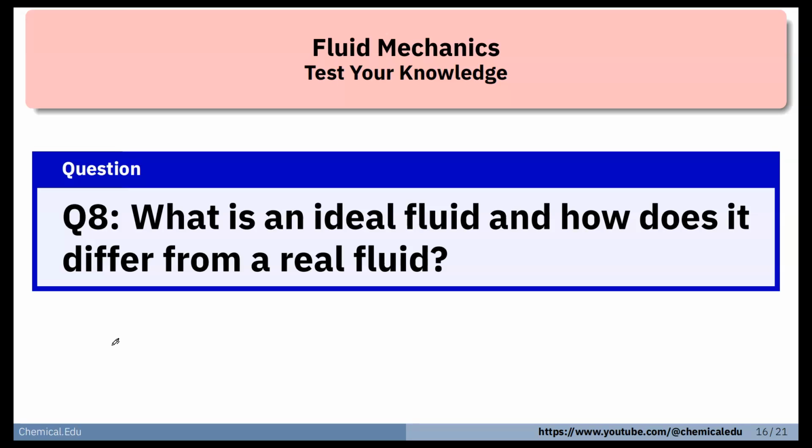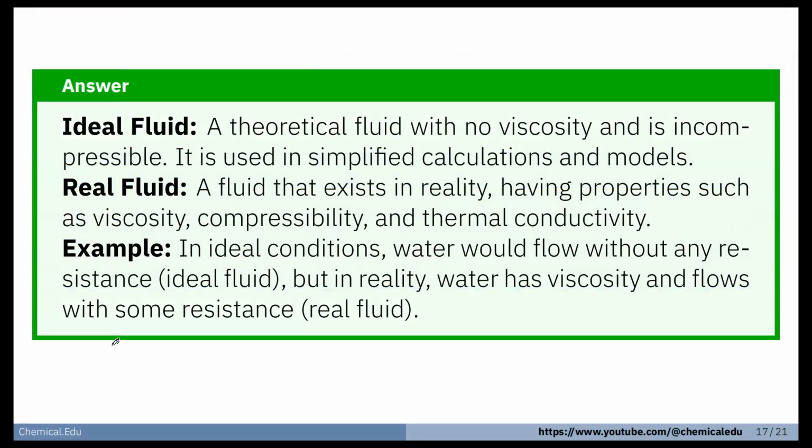Next question is, what is an ideal fluid and how does it differ from a real fluid? Ideal fluid, a theoretical fluid with no viscosity and is incompressible. It is used to simplify calculations and models. Real fluid, a fluid that exists in reality, having properties such as viscosity, compressibility and thermal conductivity. Example, in ideal condition, water would flow without any resistance, that is actually ideal fluid, but in reality water has viscosity and flows with some resistance. So that is a real case scenario, that is real fluid.